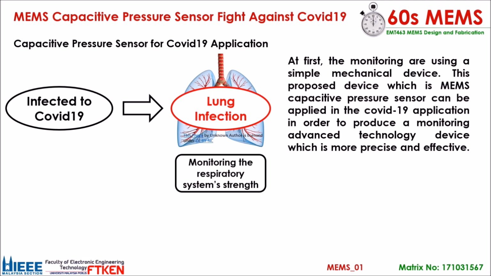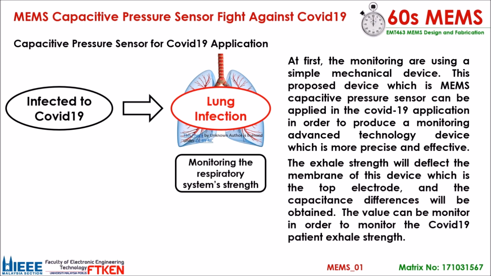This MEMS capacitive pressure sensor device can be applied in the COVID-19 application in order to produce an advanced monitoring technology device which is more precise and effective. The exhale strength will deflect the membrane of this device, which is the top electrode, and the capacitance difference will be obtained. The value can be monitored in order to monitor the COVID-19 patient's exhale strength.